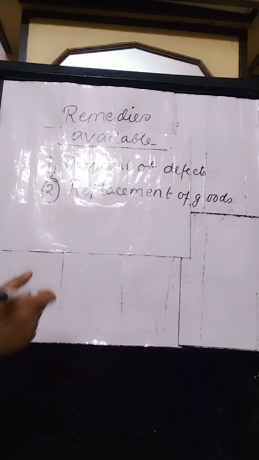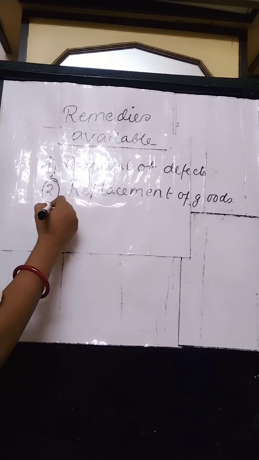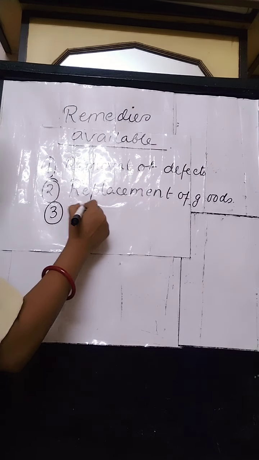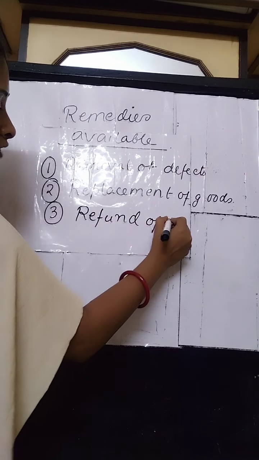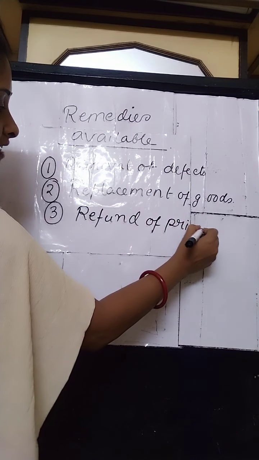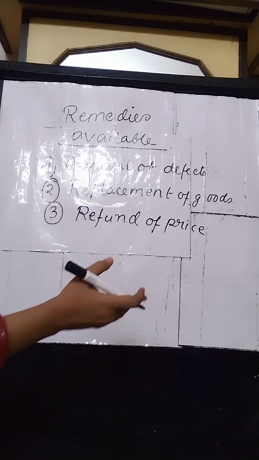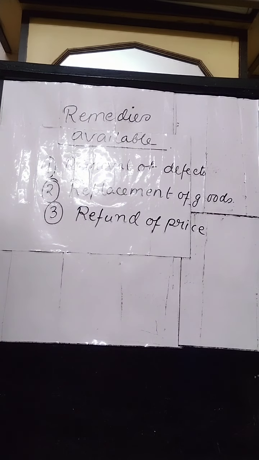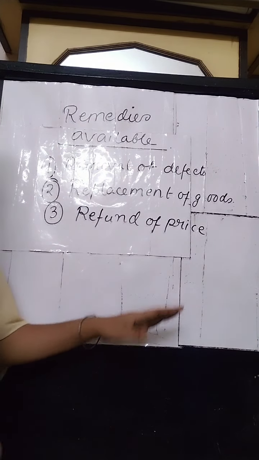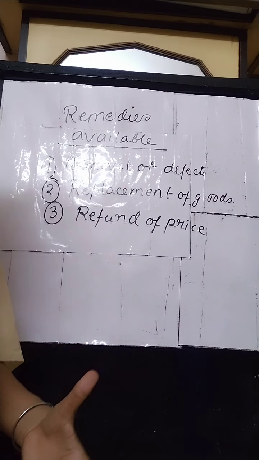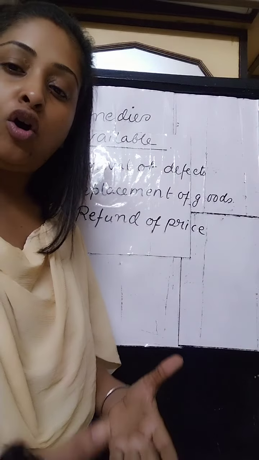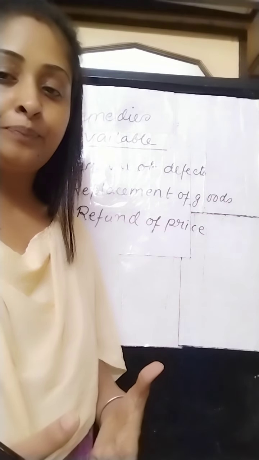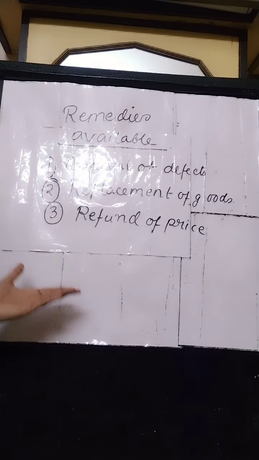Third is refund of price. If they cannot replace the goods, they will go for refund of price of the product. The price that the consumer has paid for the product, if the product proves to be a defective one, then the appropriate authority can pass an order to refund the price by the seller or by the producer to the consumer on the basis of their complaint. So, this is also another offer.